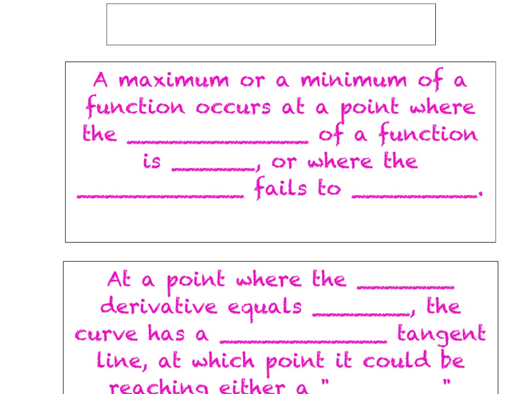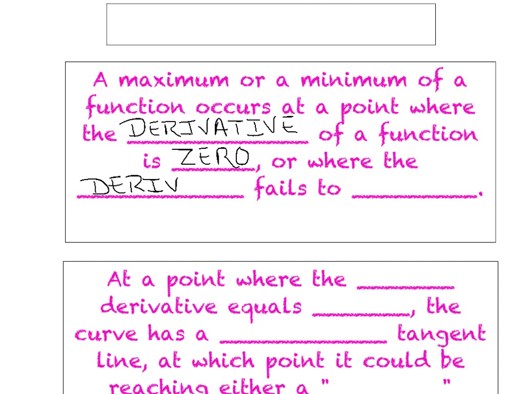But a couple of real basic ideas here. Our first definition that we want to get in is that a maximum or a minimum of a function occurs at a point where the derivative of that function is 0. Or there is one other particular case where the derivative fails to do what? Fails to exist. Okay? Now basically what we've defined here is what I call a critical point. This is where we find critical points for a function. It's whenever the derivative is equal to 0 or when it fails to exist.